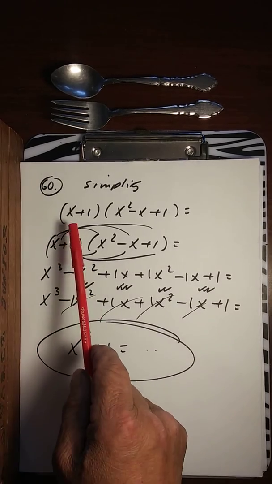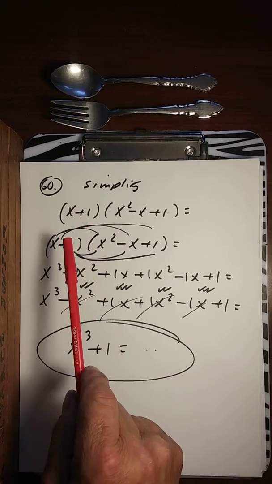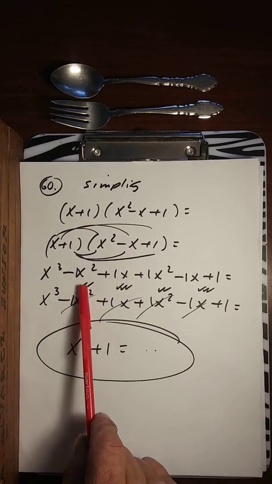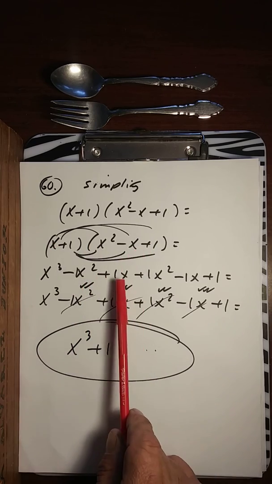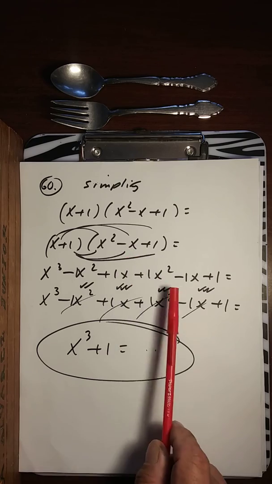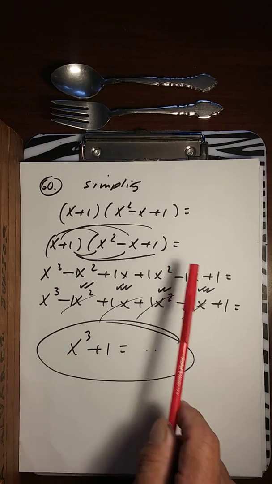Number 60. Multiply this out. Ready? Let's do the first one. We go x times x squared is x cubed. X times that is negative x squared. X times that is 1x. 1 times that is 1x squared. 1 times negative that is going to be negative x, 1x. And 1 times 1 is 1.